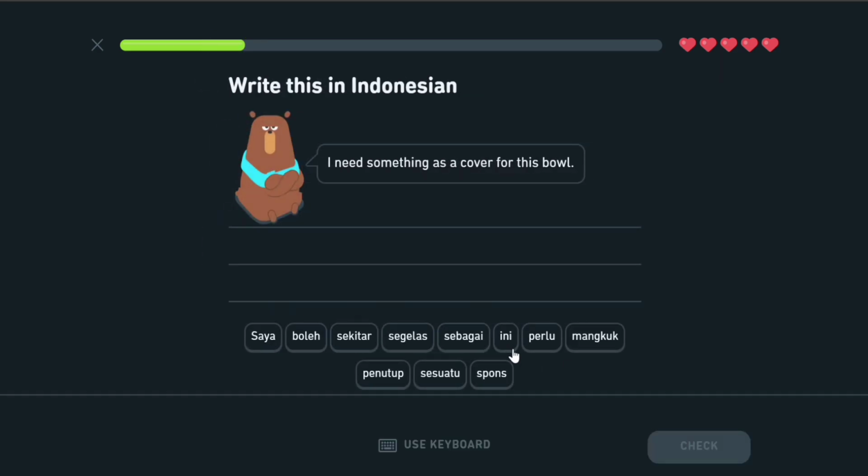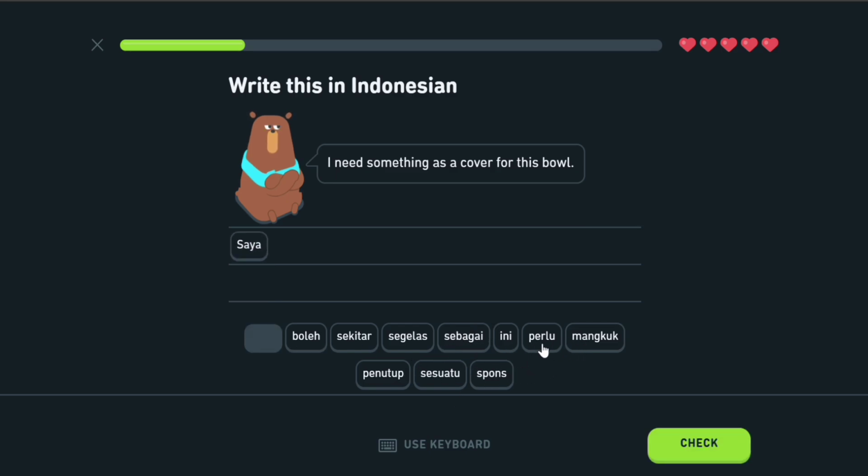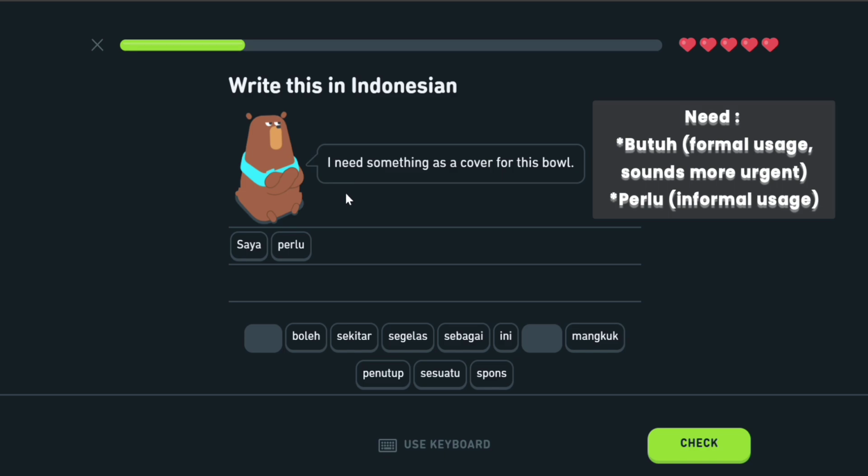I need something as a cover for this bowl. So that is saya membutuhkan. Okay, saya butuh. Oh, saya perlu. Okay. So butuh and perlu are synonyms for the same thing. It means need, but perlu is more informal.